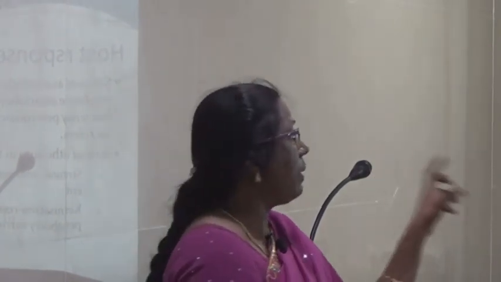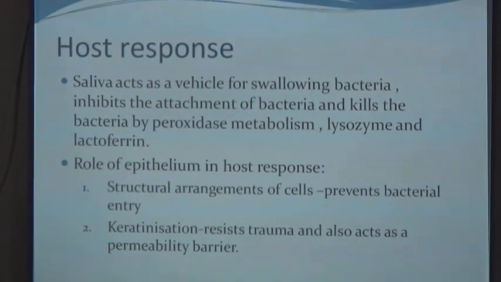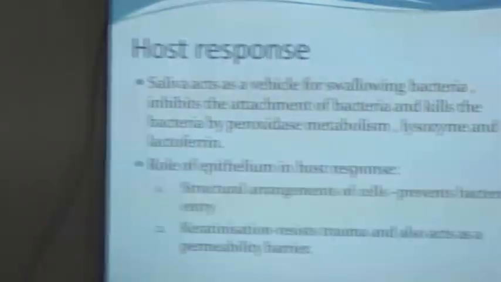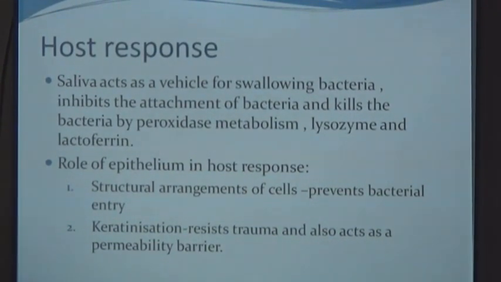So, saliva acts as a vehicle for swallowing bacteria. How does this bacteria get metabolized? By means of the peroxidase system, okay, and lysozyme and lactoferrin. So, the role of epithelium in host response: structural arrangement of cells prevents bacterial entry. I already told you when I was talking about keratinized gingiva, the keratinization resists trauma. And when I was talking about junctional epithelium, I said it is a permeability barrier. The saliva acts as a vehicle for swallowing bacteria and inhibits the attachment of the bacteria.